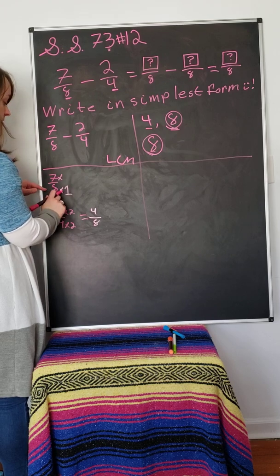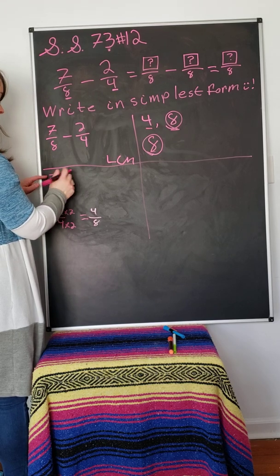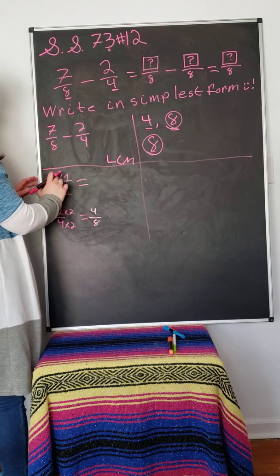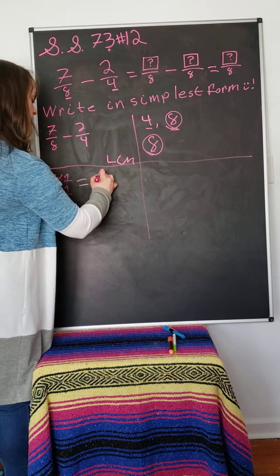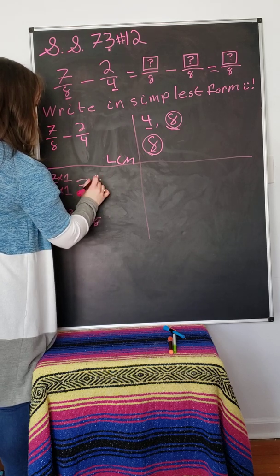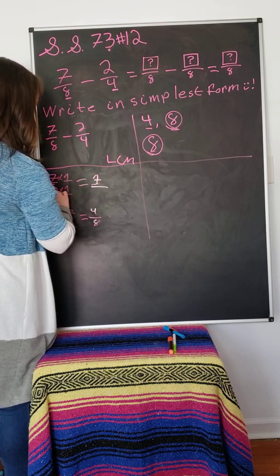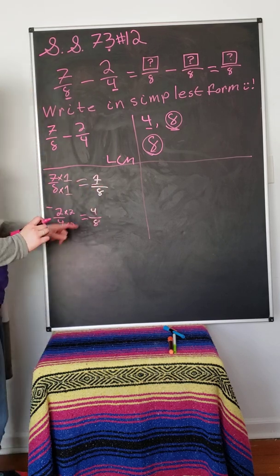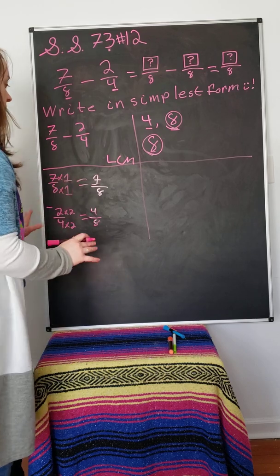I'm going to do the same thing I do on this bottom number with this top number. So we're going to multiply that by 1. So 7 times 1 is equal to 7, and 8 times 1 is equal to 8. And so I have these two numbers, and I'm going to rewrite my problem.